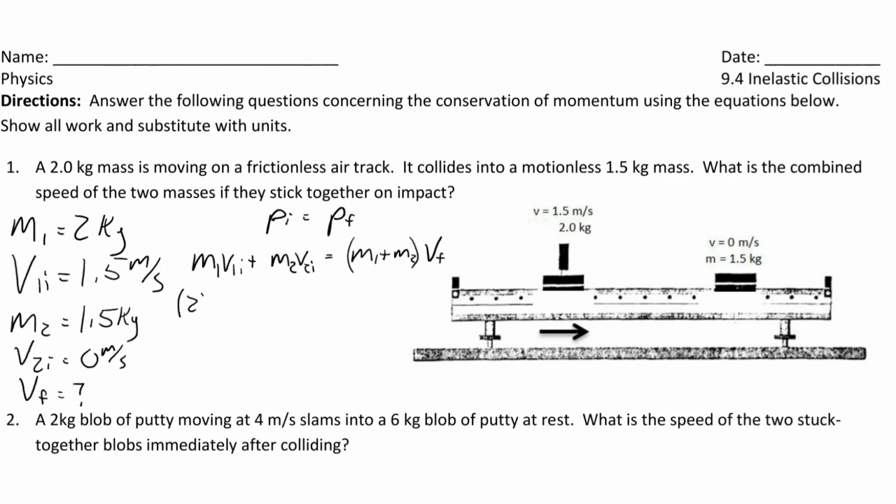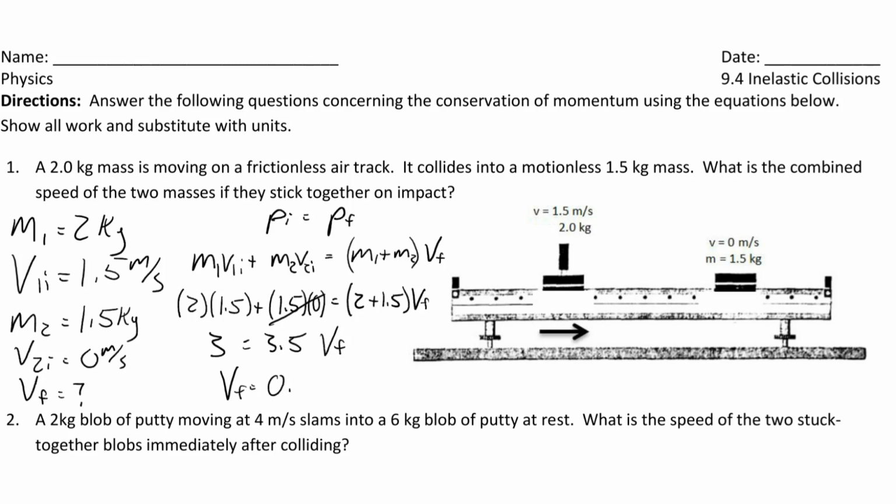And now we can plug in, this is 2, this is 1.5 plus, this is going to cancel out to be 0 because it doesn't have any momentum, it's at rest. And this is 1.5 times the final velocity, which is what we're looking for. So you get 3, this cancels out, is equal to 3.5 times the final velocity. So the final velocity, VF, is equal to about 0.86 meters per second. You could round it. So that's the final velocity of the carts together.